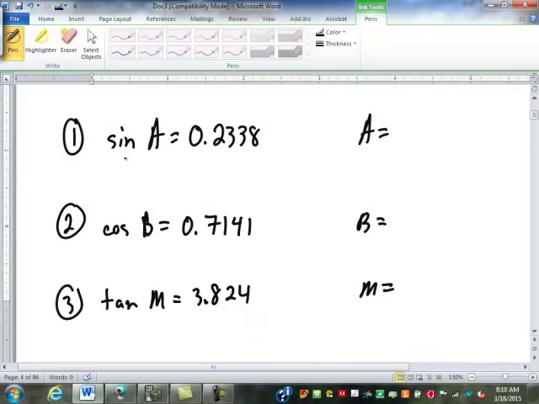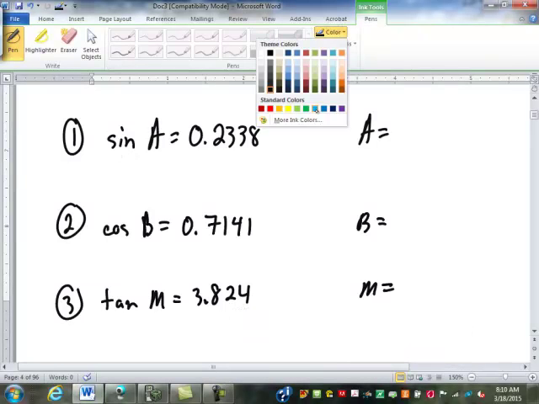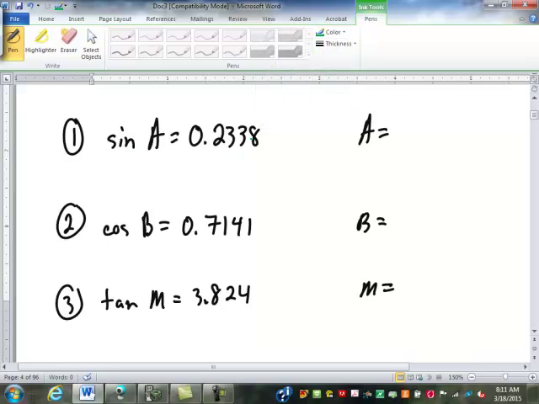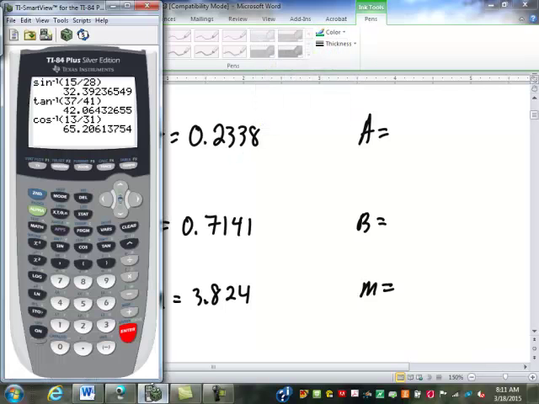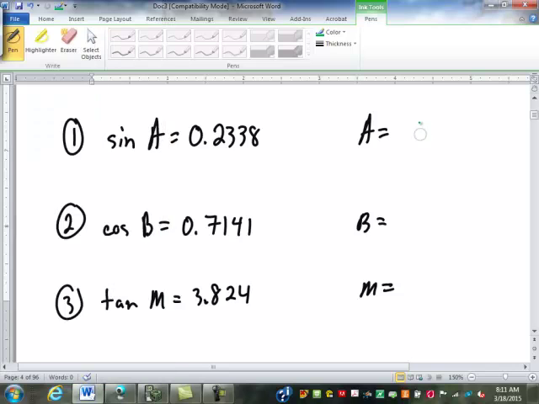So for sine of A equals 0.2338, I'm going to do inverse sine. So second sine, 0.2338. I'm going to close it just to be safe. Hit equals, and we get? It'd be 13.52. You are correct. 13.52 degrees. How many people got that?